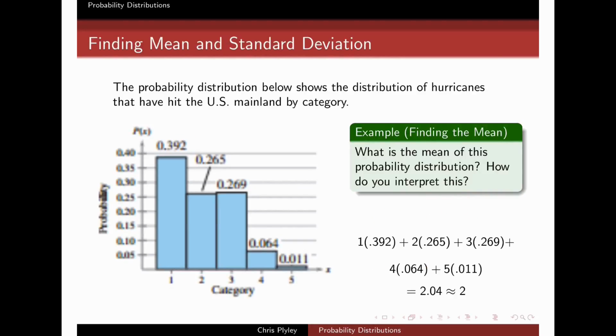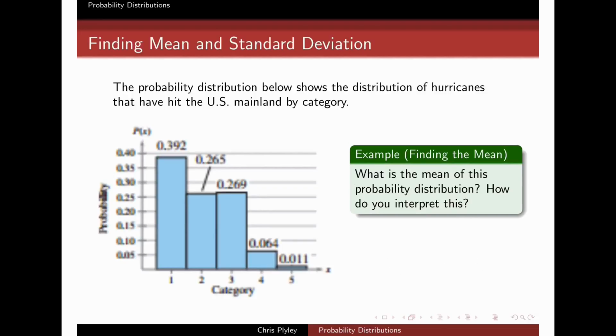When I do that, I get 1 times 0.392, 2 times 0.265, and so on, and I get approximately 2.04, which, because we're talking category hurricanes, it doesn't really make sense to keep all these decimal places of accuracy. If somebody asks you what category hurricane's coming, you don't say, oh, a 2.04 is coming. That's just irrelevant and confusing. So we'll say the expectation in this case is about 2. Our interpretation is that if a hurricane is to hit the U.S. mainland, our expectation of its severity is approximately category 2.